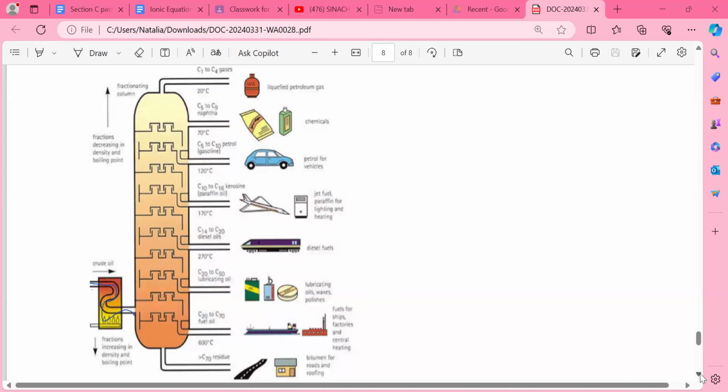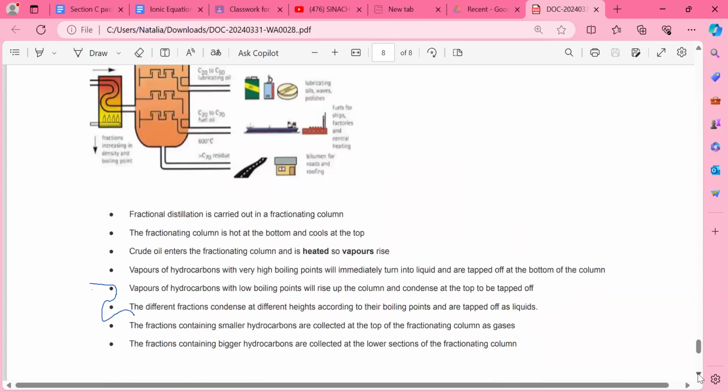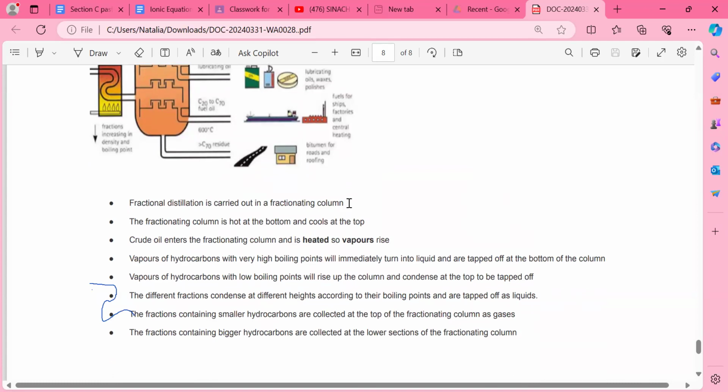Now, here, we're going to go through the process. Fractional distillation is carried out in the fractionating column. The fractionating column is hot at the bottom and cool at the top, and we spoke about that. Crude oil enters the fractionating column and is heated, and so the vapor rises up the fractionating column. They haven't asked you to explain what happens in a long time, but it has been a question in the past. You may look at some new past paper question and say, Miss, I never see this yet, but it has come long, long ago. So you need to know the process.